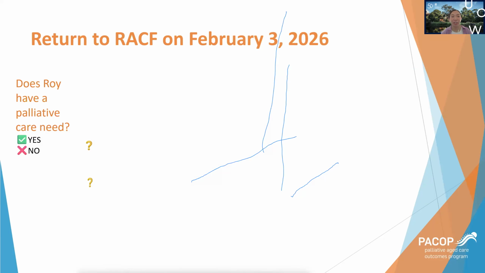Now, on return to the aged care facility, this is February 3, 2026. It's probably closer to a month from his first admission as respite, and now he's come back. Now, just basing on all that information, do you think he now has an active palliative care need? What do you think? Is it a yes or is it a no? Feel free to type in the chat box. Just basing it on the information that we have.